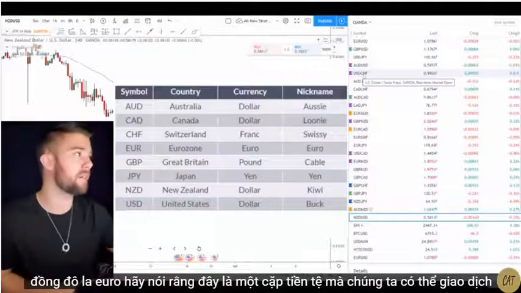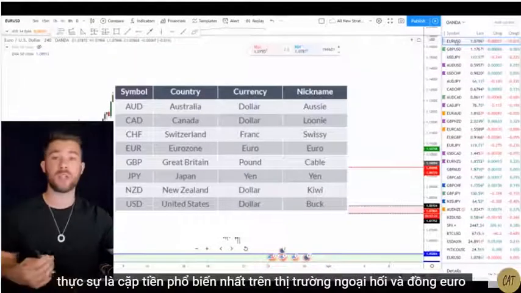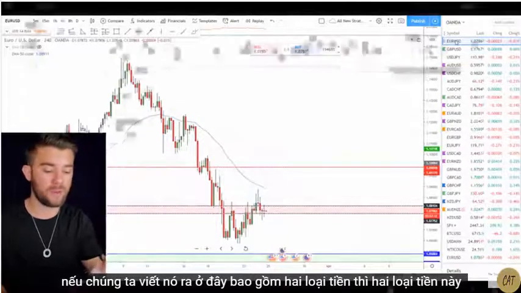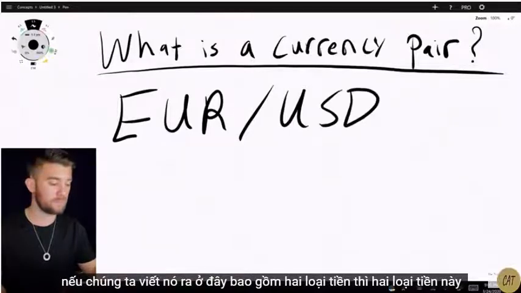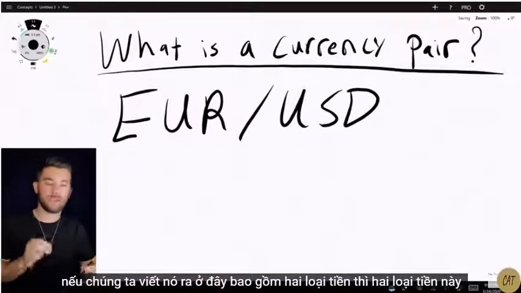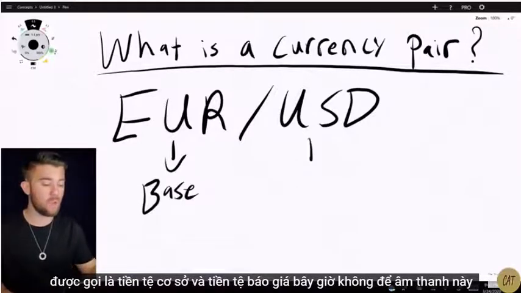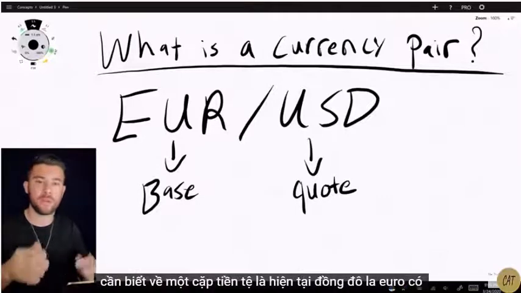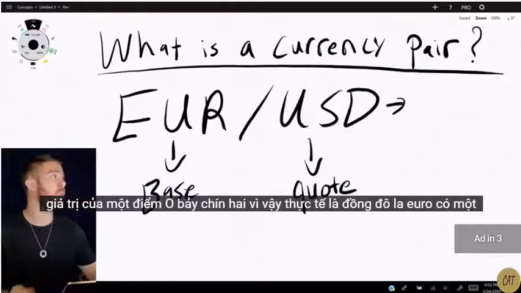So in the case of the euro dollar, this is a currency pair that we can trade. It's actually the most popular currency pair in the Forex market. And the euro dollar, if we write it out here, consists of 2 currencies, right? These 2 currencies are called the base currency and the quote currency. Now, don't let this sound too confusing. There's nothing confusing about a currency pair. The only thing you need to know is that currently the euro dollar has a value of 1.0792.